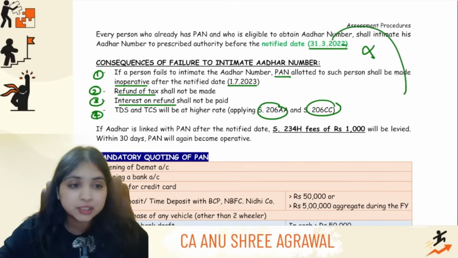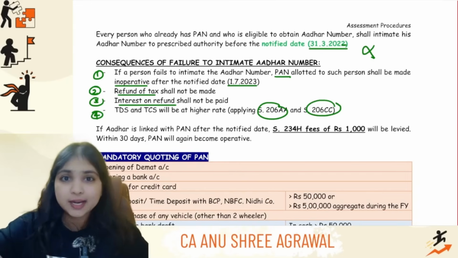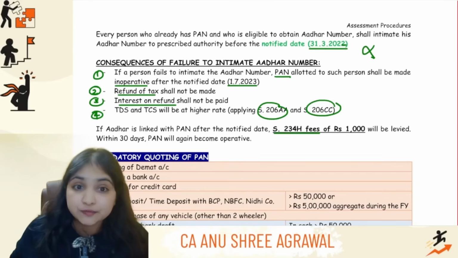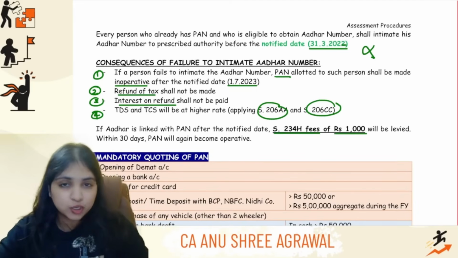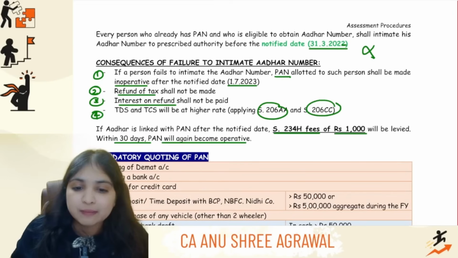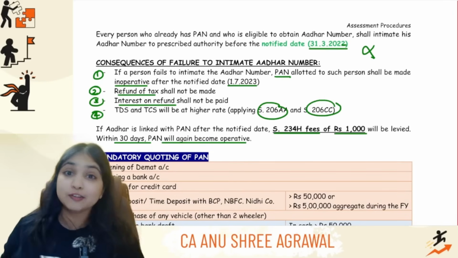Okay, now after 31st March 2022, today, now if you go to interlink your PAN with your Aadhaar, you can interlink, but you will have to pay 234H fees. How much? 1000 rupees. So once you pay this fees, once you interlink your PAN with your Aadhaar now, within 30 days your PAN will become operative again. Okay, so I'll give you a quick revision of this once again. I'll give you a revision of the revision.